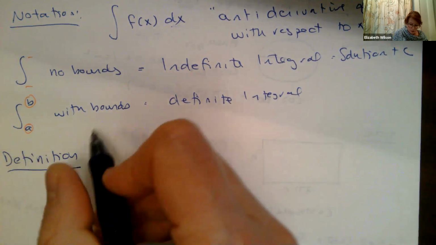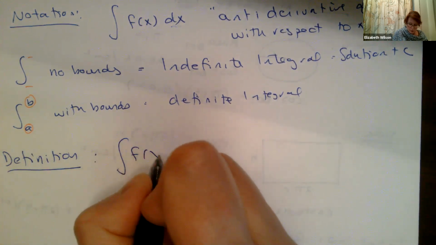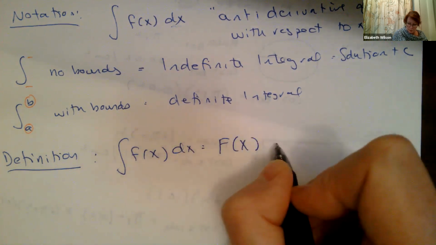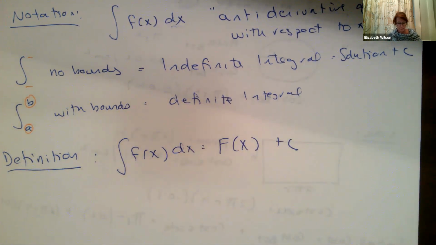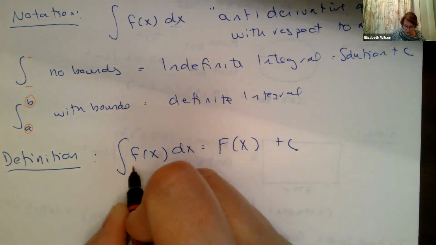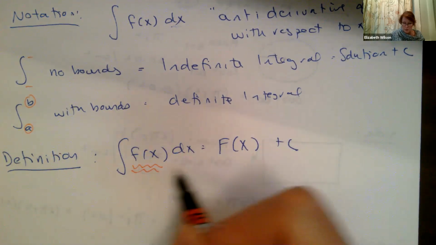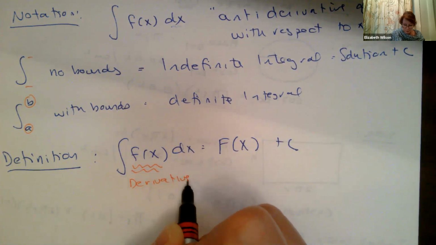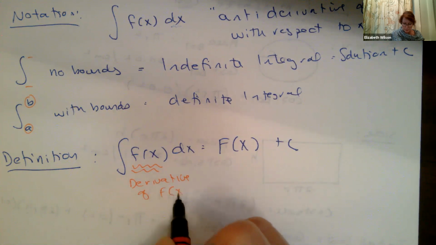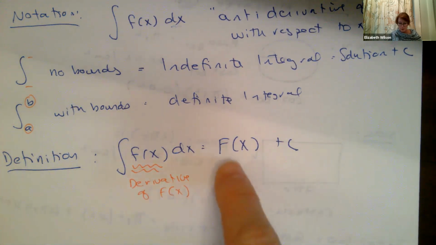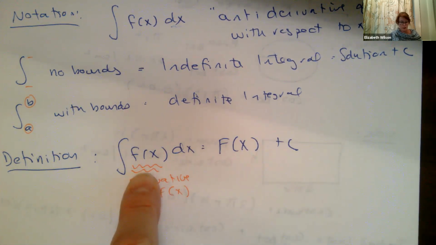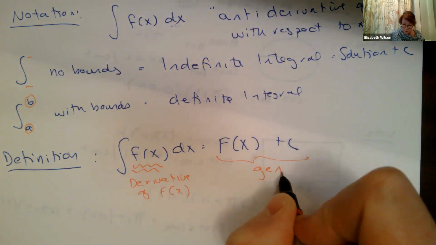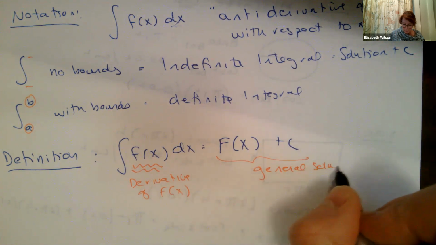Okay, so our definition. If I've got small f of x dx, I get big F of x plus c. So let's talk about what we have. This is a derivative of big F, so if I take the derivative of this function, that's what I'm getting here, okay? This plus c is our general solution.